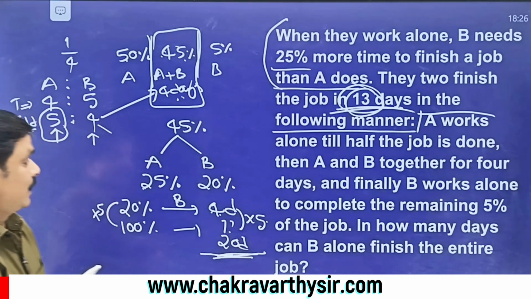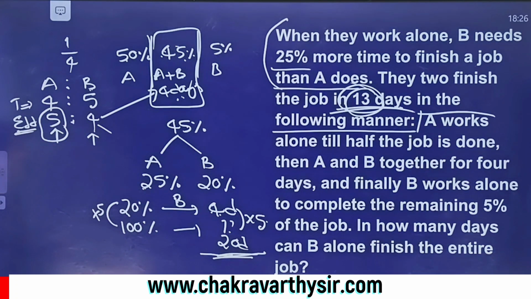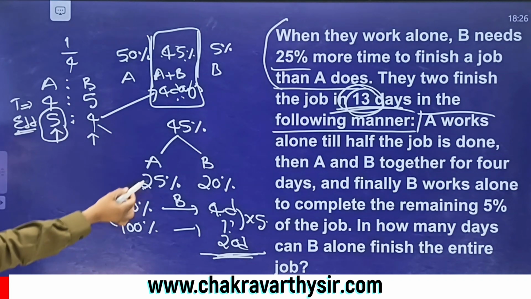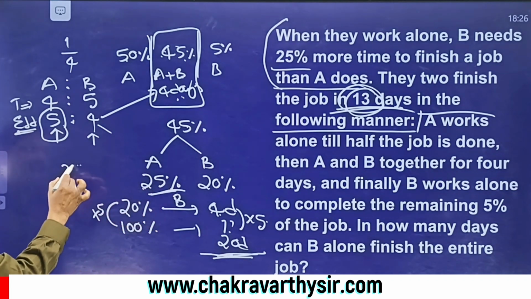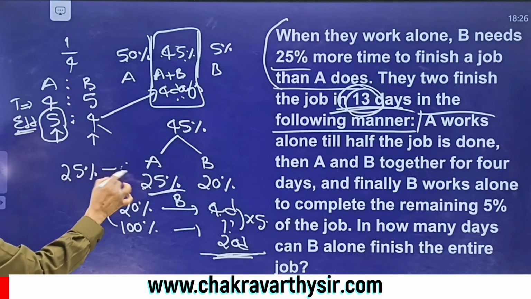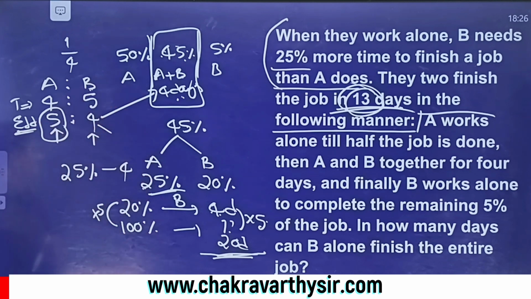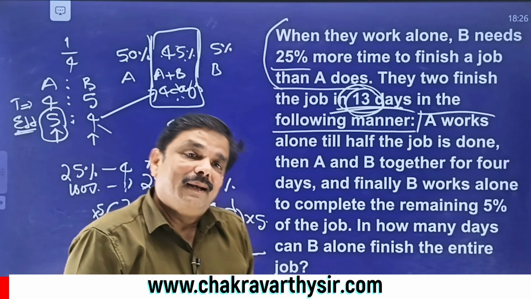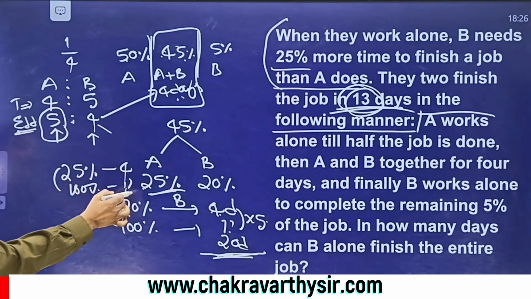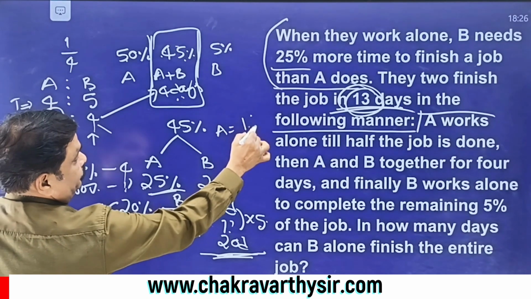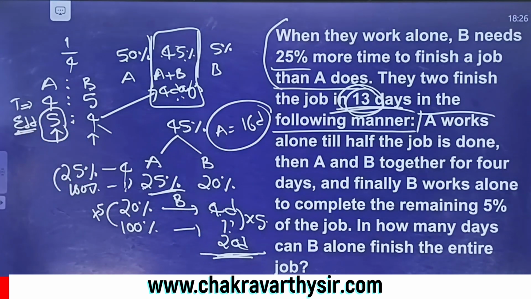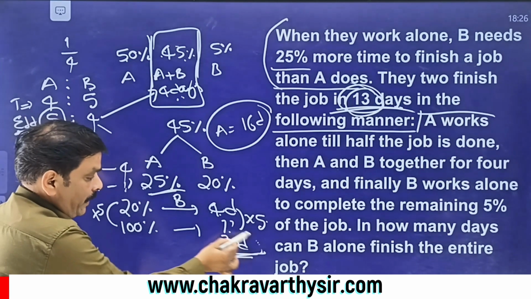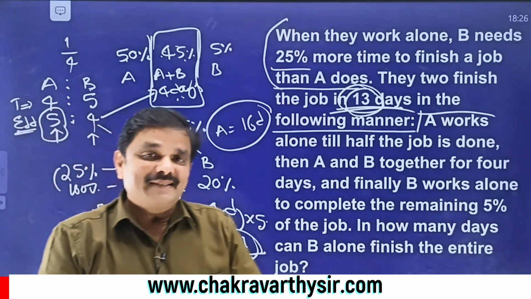If they ask the question, instead of B alone complete in how many days, how many days A alone complete the entire work, then you would do like this. Here 25%. To complete 25% of the work, A takes 4 days because they work for 4 days only. Then to complete 100% of the work, how much time would it take for A? Simply my answer is 4 times 4, then A must take 16 days if they ask that. Now my question is based on B. My answer for this one is 20 days. This is the way, students.